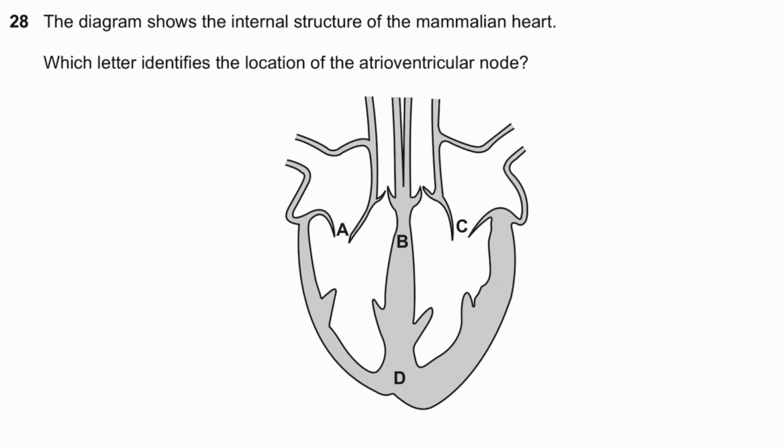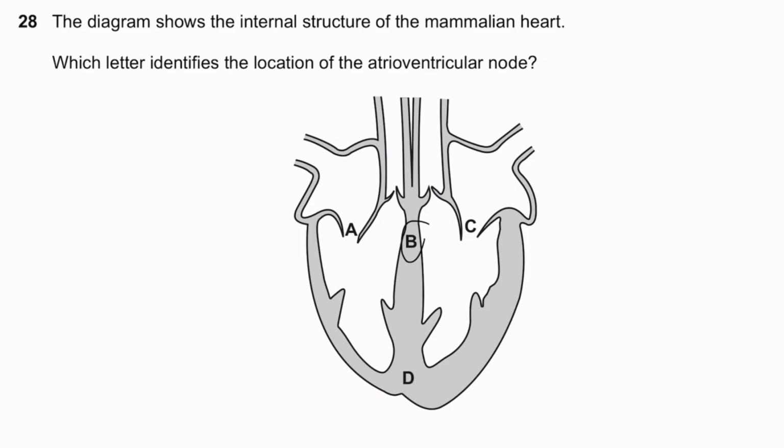The diagram shows the internal structure of a mammalian heart. Which letter identifies the location of the atrioventricular node? Okay, the atrioventricular node would be in the wall of the left ventricle, just above, in the septum. We can say it's in the septum.